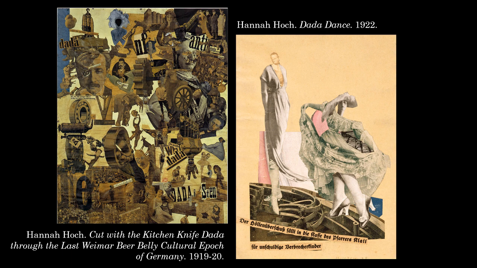So you can see the element of humor is at play, even though the mood of Berlin Dada and of photomontage is really one of more direct critique of society. The work on the right is called Dada Dance from 1922, and it speaks to Höch's focus on women's issues more specifically and the effects of mass media.